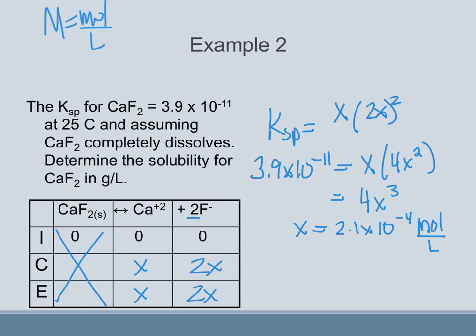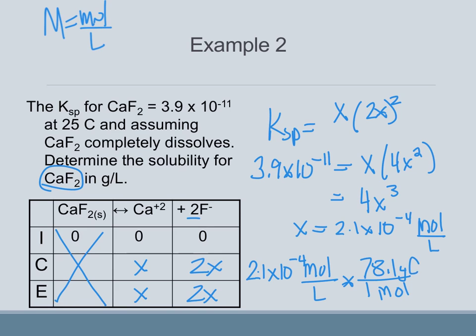We can take that and we can then convert it to grams per liter, when we know that it is, they told us they wanted to know the information about the CaF2. So we have 1 mole on the bottom, and our molar mass of CaF2, if you add it up, is 78.1 grams of CaF2. And the answer ends up being 1.6 times 10 to the negative second. And that's in grams per liter.